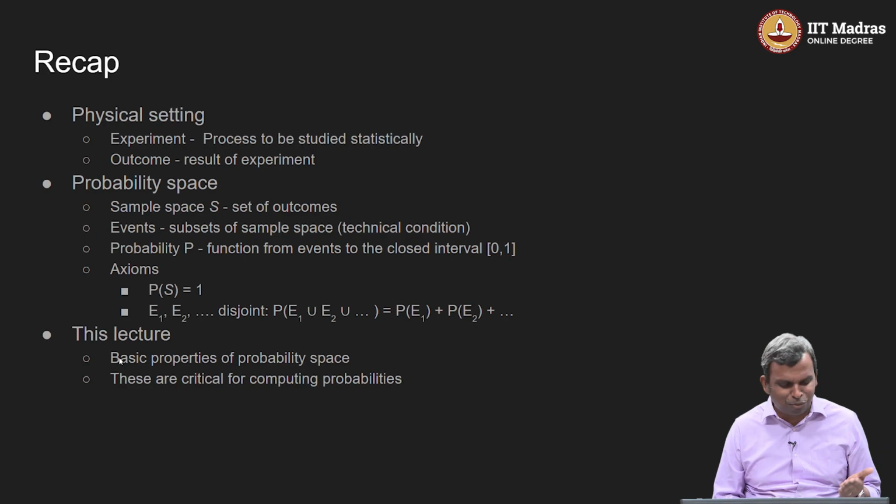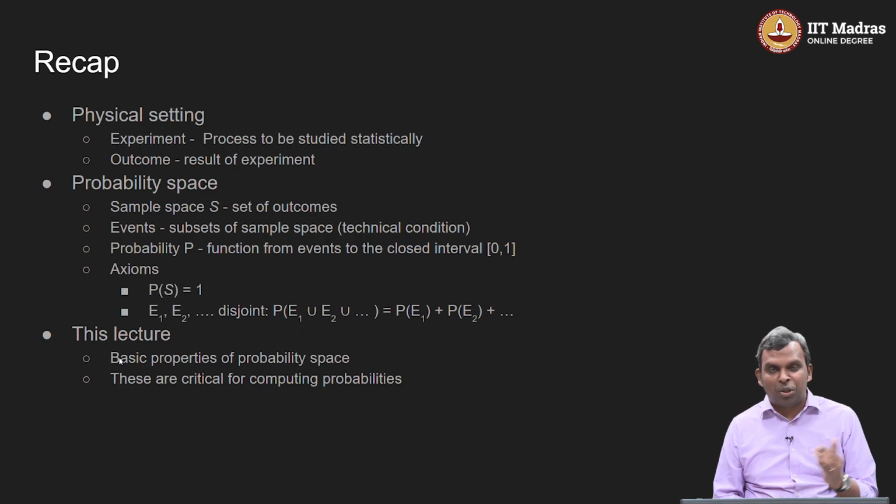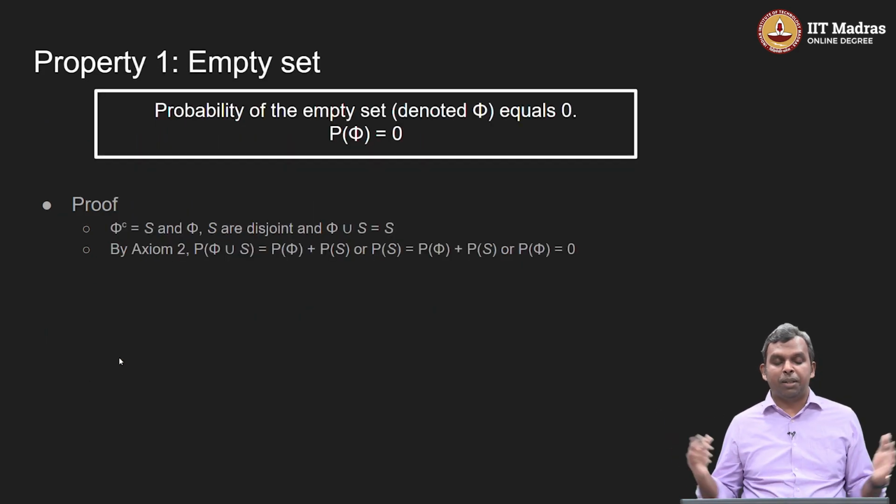Okay, I just did the full recap. I'm not going to do the recap again. So this is the recap slide of where we are, and we're going to look at the basic properties of the probability space, and you'll see it's very useful when you work with the probability space to know all these basic properties. Okay, so here's the first property.